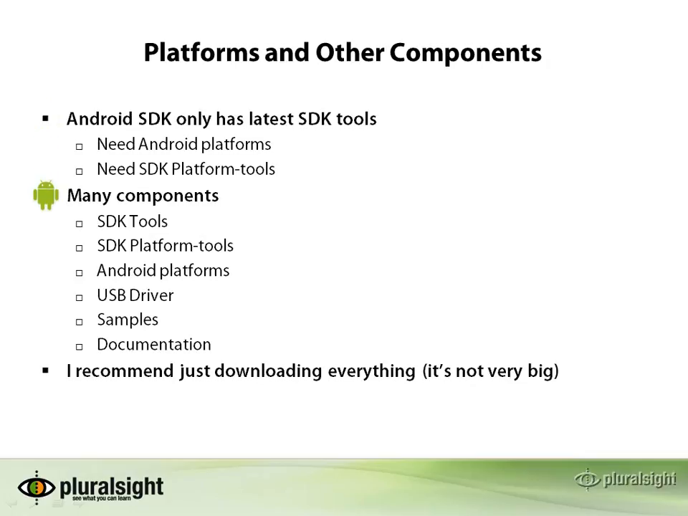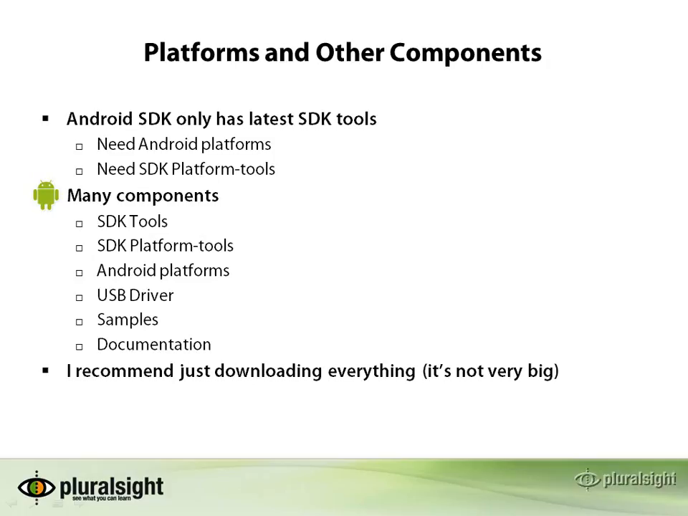What we're going to get next are the components that will allow us to target a specific version of the Android OS. You may have heard of Android OS versions like 1.6 or 2.1 or the new 2.3. We need to get those platforms and get the APIs that go along with those specific platforms if we're actually going to create an application that targets those platforms.